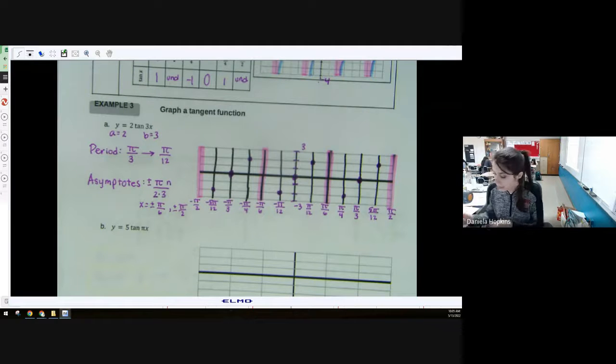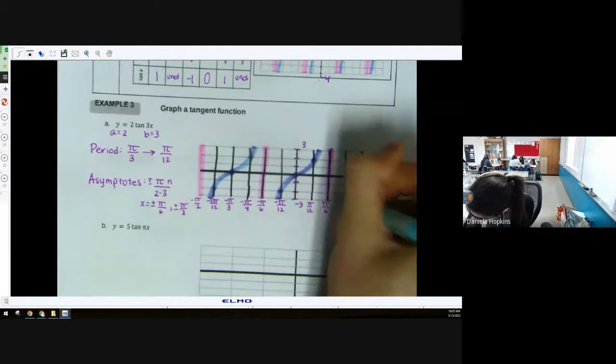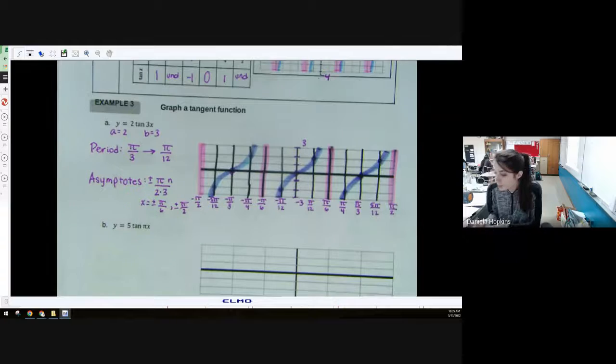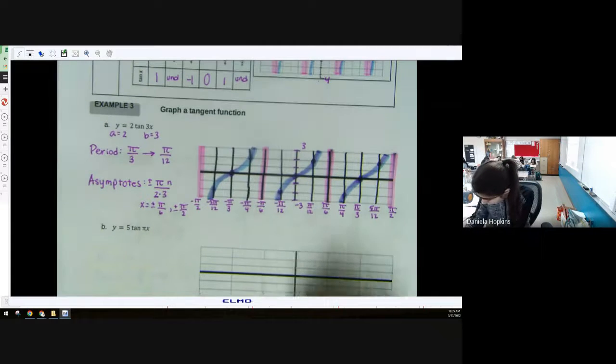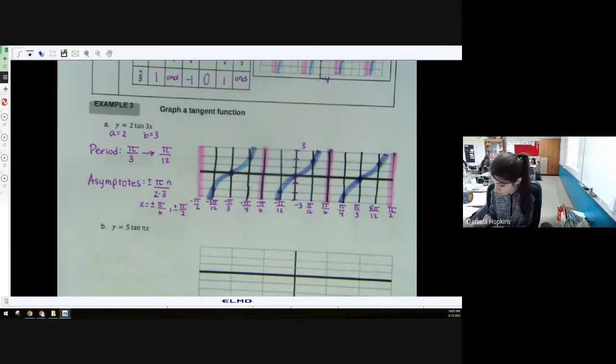Once you connect these, try and make them curvaceous. It's a little hard when I don't give you as big of a spread on your y-axis, but you can make them look kind of curvy. They're not a straight line is my point. I know we only have 3 points there and it looks like a straight line, but it's not. And that is your tangent function.